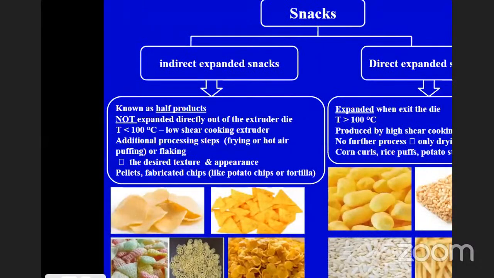Snack foods. There are two types of snacks. The first one is indirect expanded snacks, and the second one is direct expanded snacks. Indirect expanded snacks are known as half products and do not expand when exiting the die, such as pellets, fabricated chips, and tortilla. So additional processing after extrusion is required, such as frying or hot air puffing or flaking.